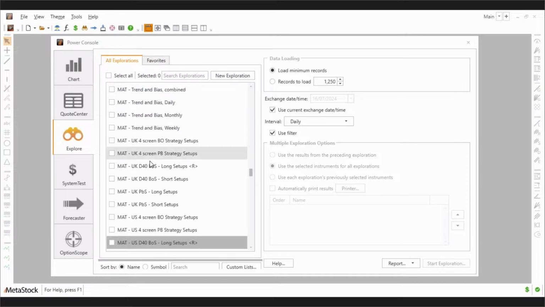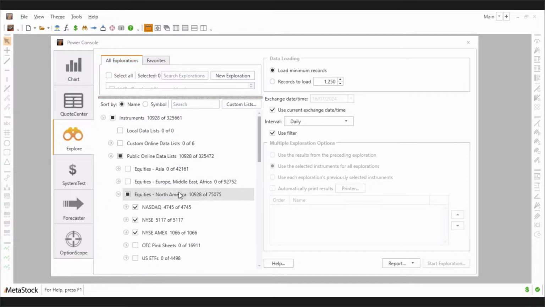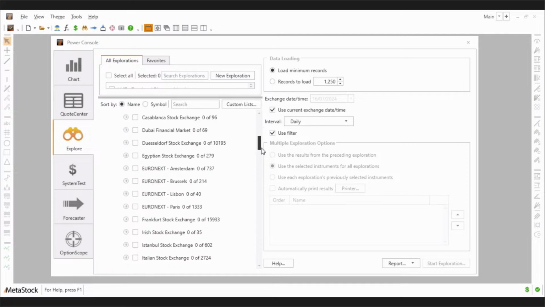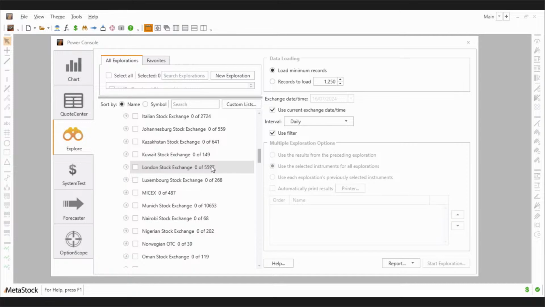So just to give you an idea of some of the explorers that I like to use, if I just move this back up. So when I look at the US market, I scan the NASDAQ, the New York Stock Exchange, and the Amex. And when I'm looking at the London market, we have here the London Stock Exchange. You can see there's almost 6,000 stocks that Metastock will go through. Guys, I can tell you, Metastock will go through it in less than 5 minutes, 6,000 stocks, and give you a much more manageable list to then manually analyze.